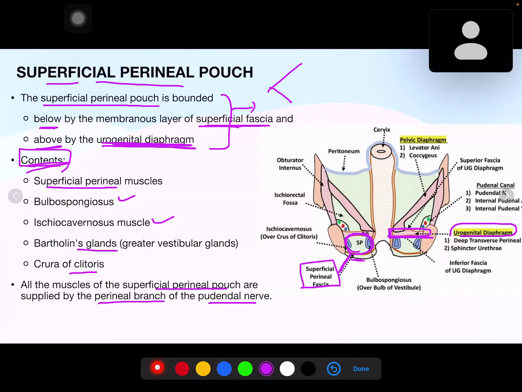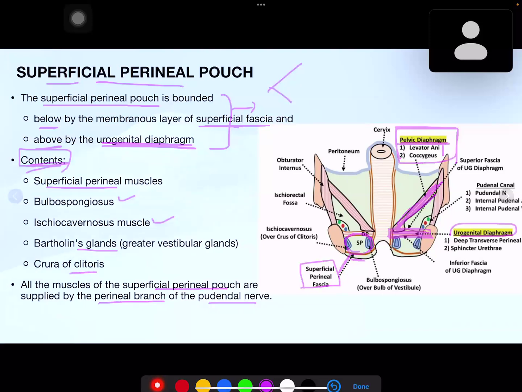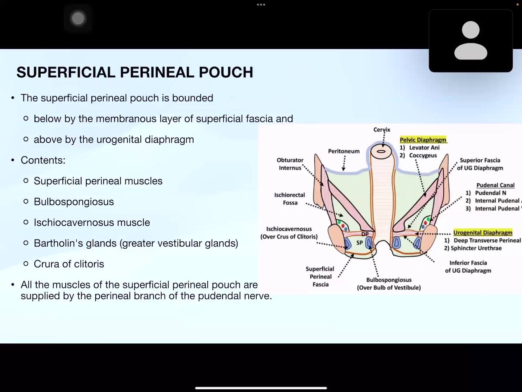If you see this diagram, pelvic diaphragm and coccygeus. This is the pelvic diaphragm or pelvic floor, and this is the urogenital diaphragm. So these two things are different.